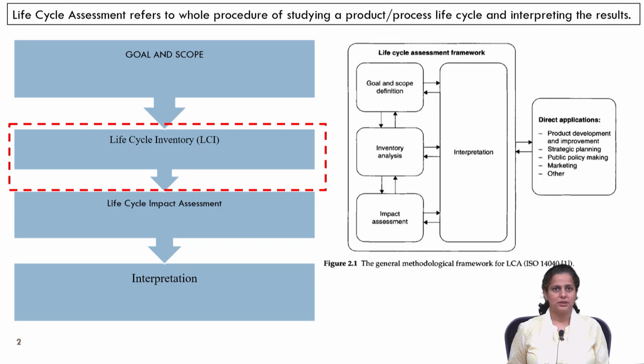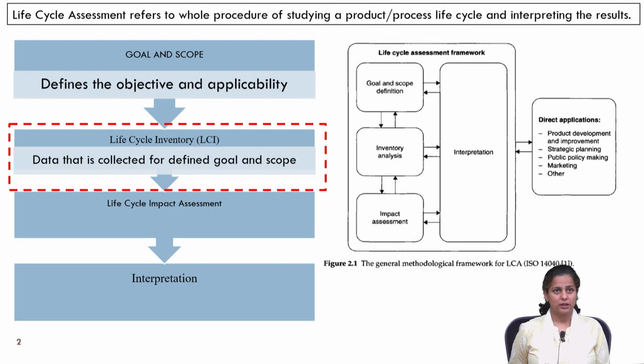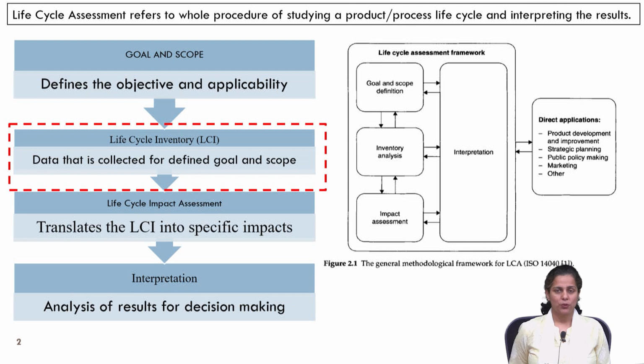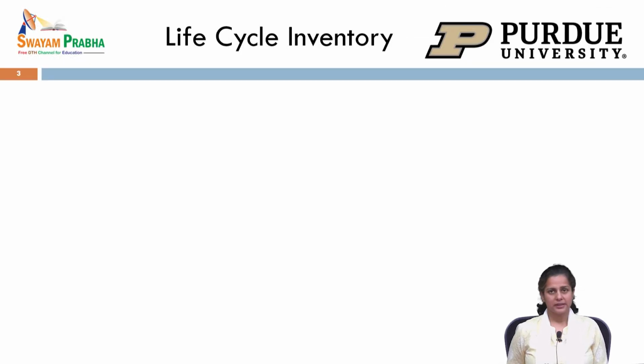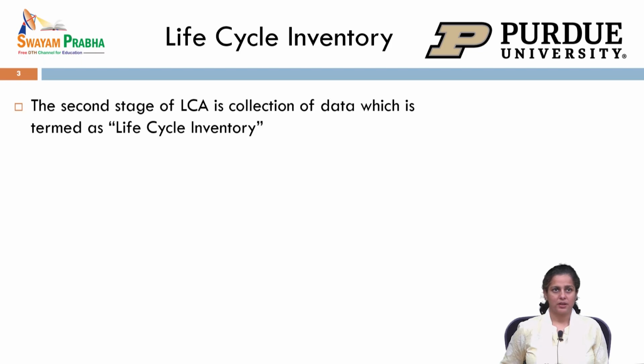So, we started the LCA method by looking at the 4 different steps. We went through detail on the goal and scope. Now, we are going to look at the life cycle inventory step, which is mainly focused on data that is collected for defined goal and scope. And of course, in goal and scope, you know what kind of impact categories you are going to focus on and what the system boundary entails. What is life cycle inventory? The second stage of LCA is mostly collection of data, which is termed as life cycle inventory.